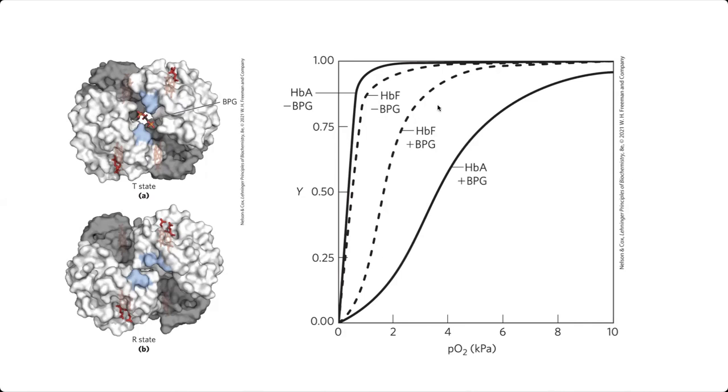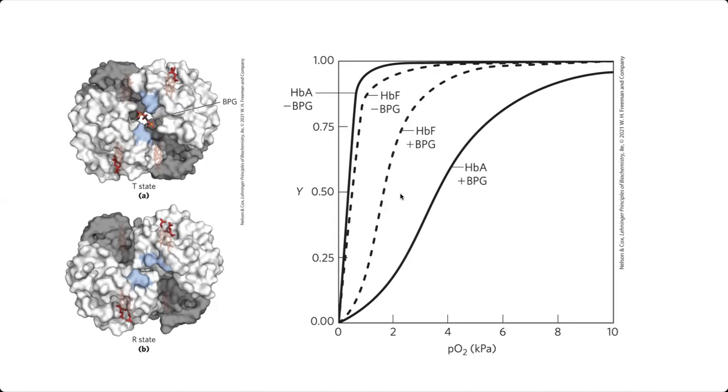So let's compare. If we look at them without 2,3-BPG, they're not that different, and remember, we don't have as much cooperativity. The ones we want to compare are HbF plus BPG, with HbF for the fetal hemoglobin and HbA for the adult hemoglobin. We can see that the curve for the fetal hemoglobin is shifted left. Remember, shifting left means we have a higher affinity. It takes less oxygen to be fully saturated.